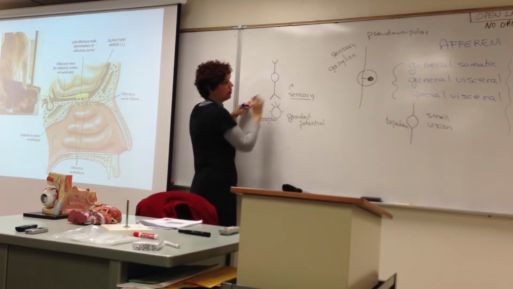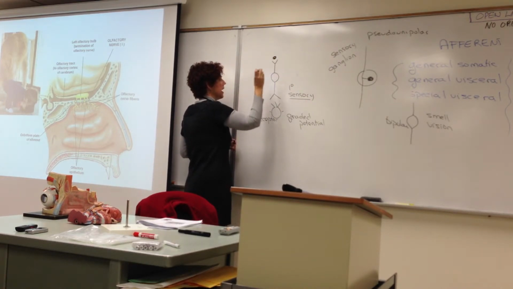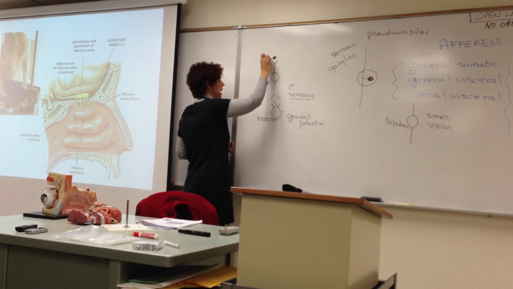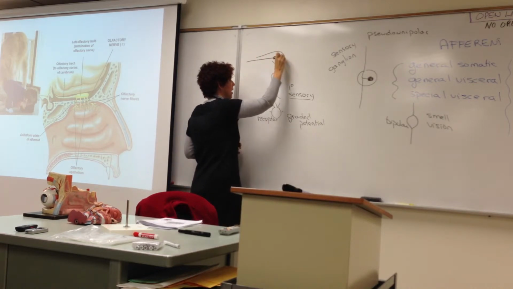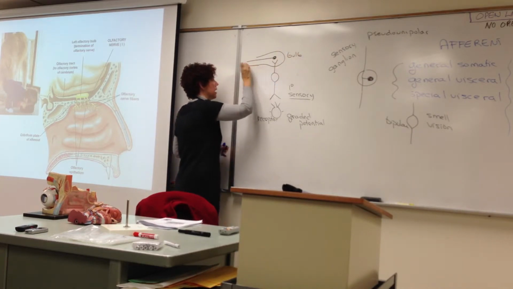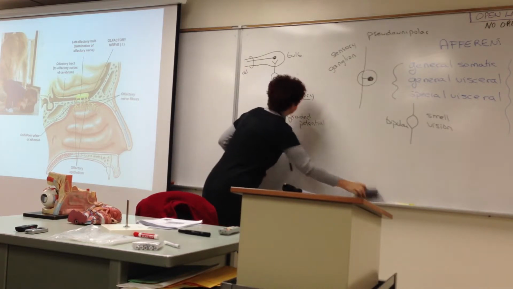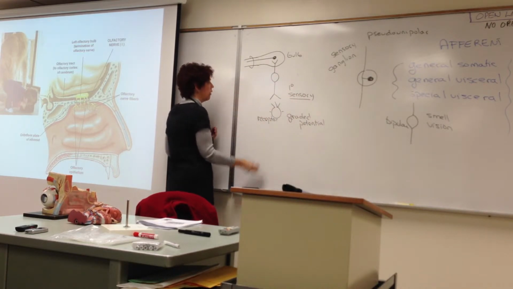But in reality, it's structurally something else. So here's our bipolar neuron, and then in the olfactory bulb, it's going to synapse with the second neuron in our pathway. So this is the olfactory bulb, and then it's going to create the olfactory tract, what we actually call the olfactory nerve.